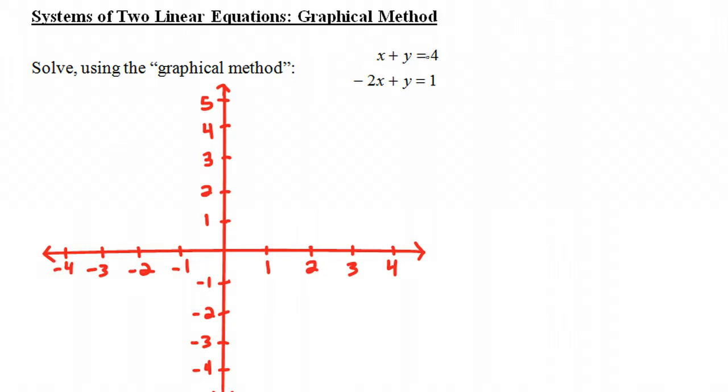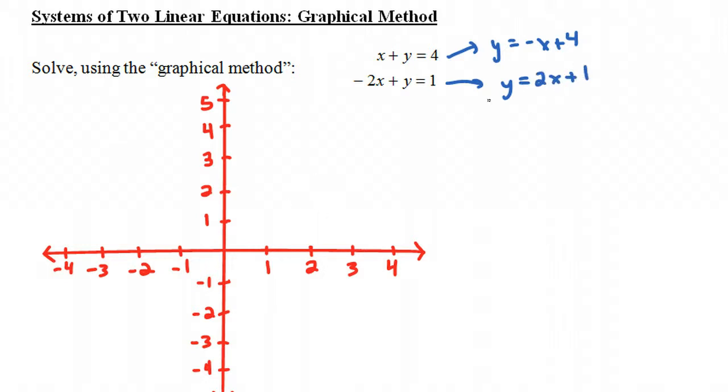Okay, so what do we mean by the graphical method? Well, we're going to try to graph each of these equations. Now, how do we graph x plus y equals 4? There's a couple ways to do it. One way is to get it in the form y equals mx plus b, and you do that by subtracting x from both sides. If you subtract x from both sides, you get y equals negative x plus 4. So the slope is -1, the y-intercept is 4. And in the other equation, we can add 2x to both sides, and we would get y equals 2x plus 1.